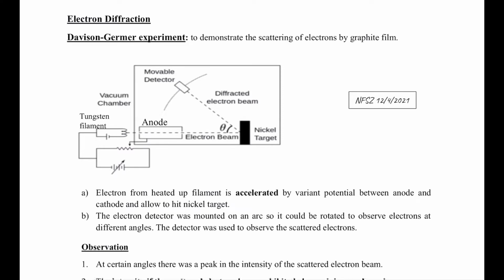Okay, first, then kita ada Davisson-Germer experiment. There one year they're asking for the name of the experiment. So kenapa ni? Davisson-Germer experiment. So the main point of the experiment is to demonstrate the scattering of electron by graphite film. Okay, so dia nak scattering of electron ni. So bila electron scattered, dia akan menghasilkan diffraction pattern. So basically we observe diffraction pattern.